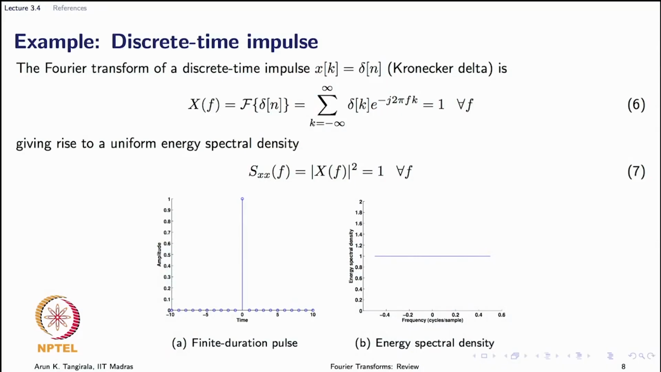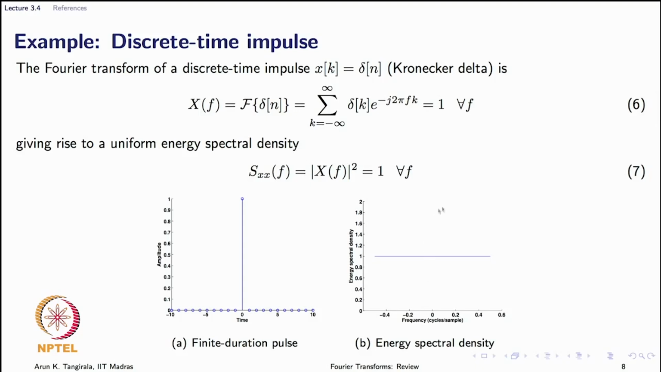So, let us walk through a couple of examples to understand how this discrete time Fourier transform works and get a better feel of it. Here we take a very simple example, which is the discrete time impulse, also known as a Kronecker delta. Now, unlike the continuous time impulse, this Kronecker delta is physically realizable.